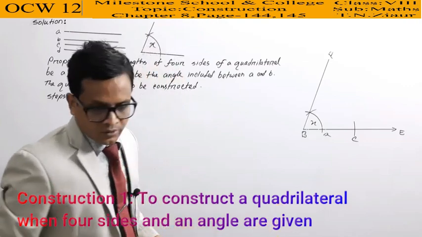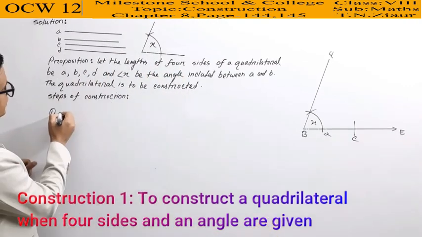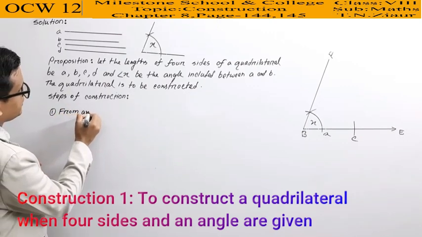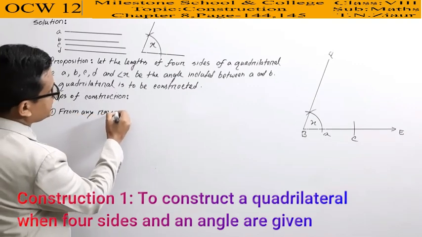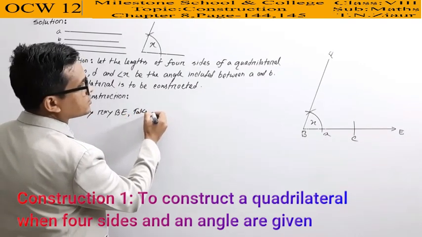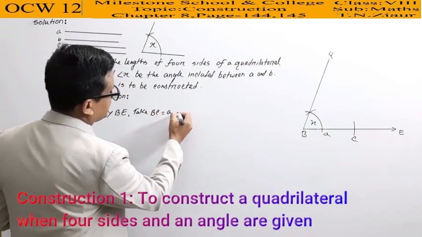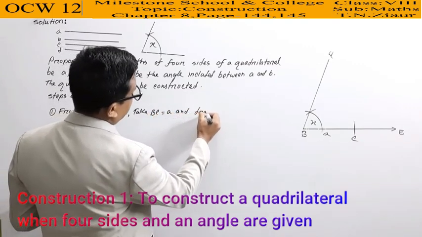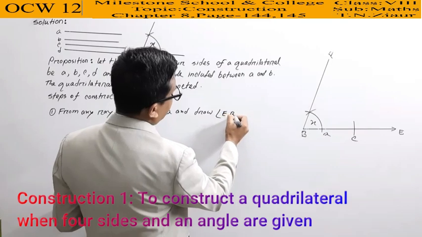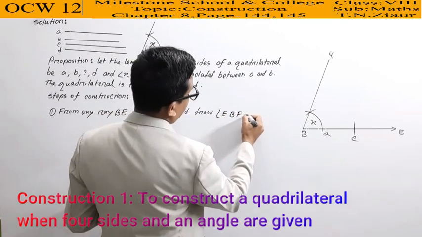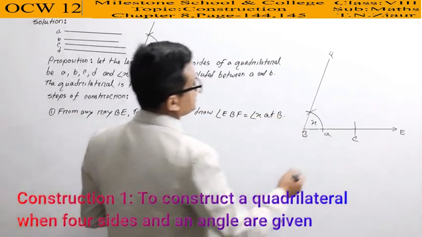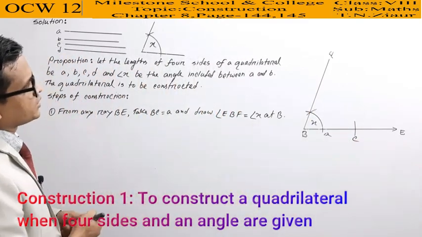So now we will write the steps of construction. From any ray BE, take BC equal to A and draw angle EBF equal to angle X at B. This one we have already drawn. So now we cut.